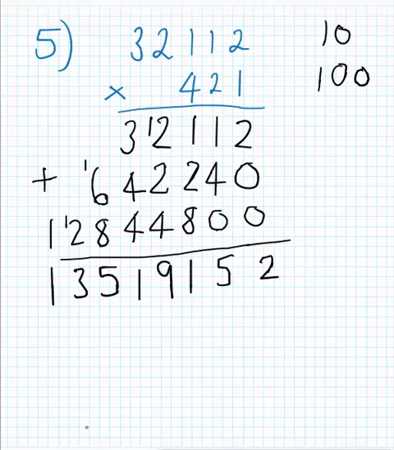Now I'll put some commas in, so I can read my number. So always start from this end, and count every 3 numbers and put a comma. 1, 2, 3, comma, 1, 2, 3, comma. And I can see I've got 13,519,152.